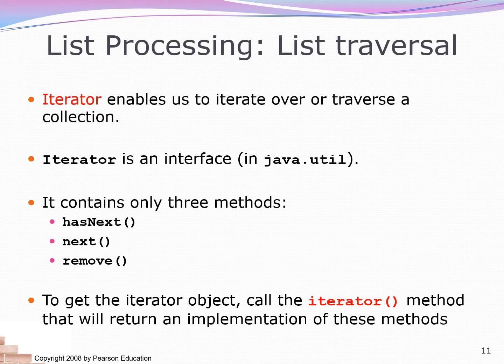And inside this Iterator, there are only three methods. Next will check the next index. Hasnext will check whether there is any index after it. Next will move to the next one. You can remove it; there's a method called remove. To get the iterator object, you need to use the iterator method.